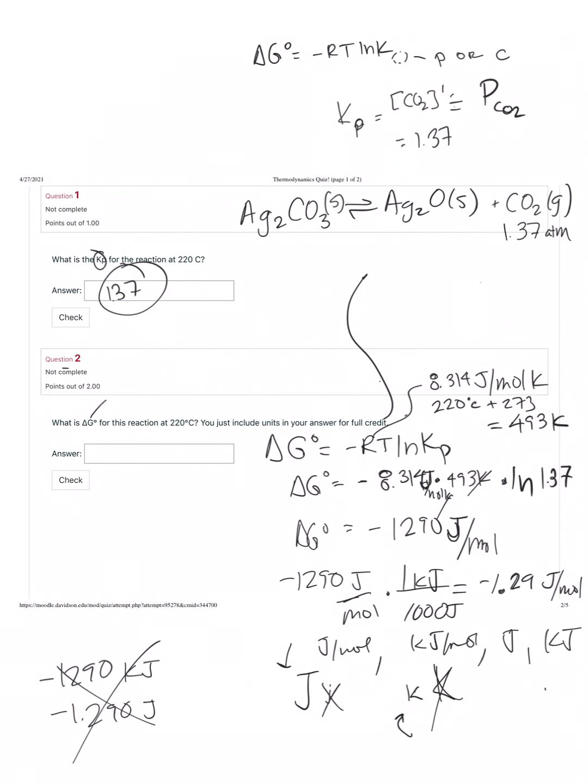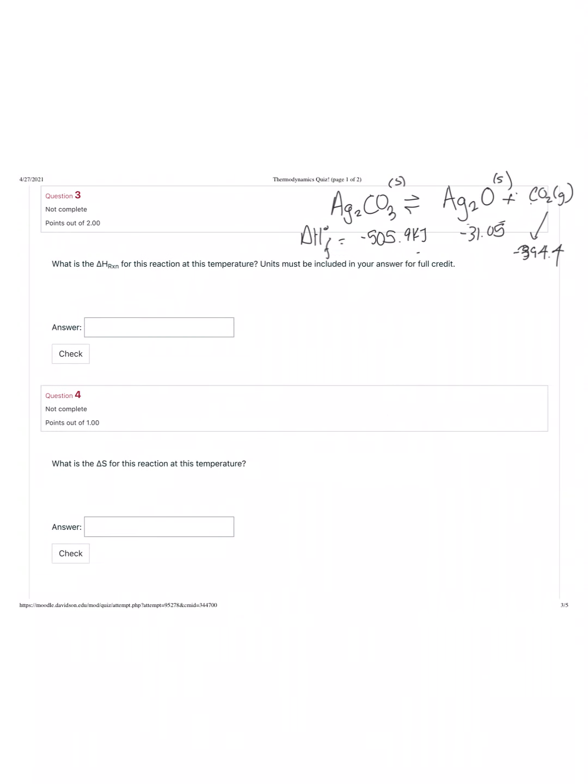So it is important to make sure that you're keeping track of your units and that you check them at the end. Okay, next question.